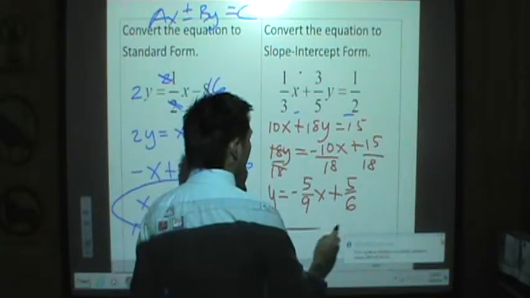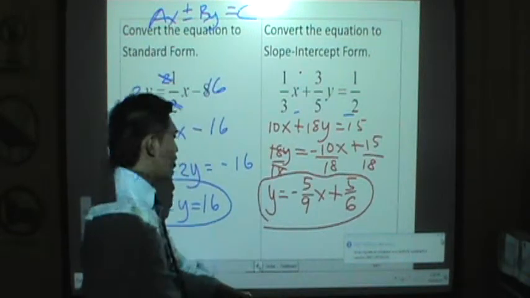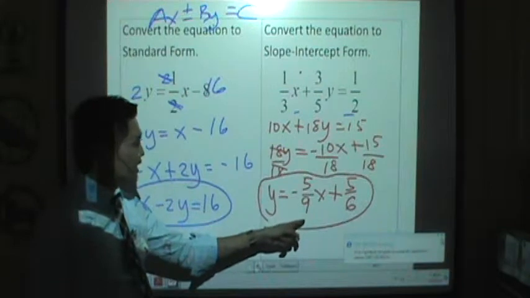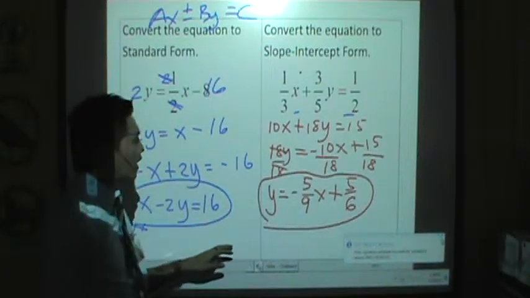Here we go. And this is your y alone, therefore we just solved for the slope-intercept form. The slope is negative 5 over 9, while the graph is crossing 5 over 6 along the y-axis.